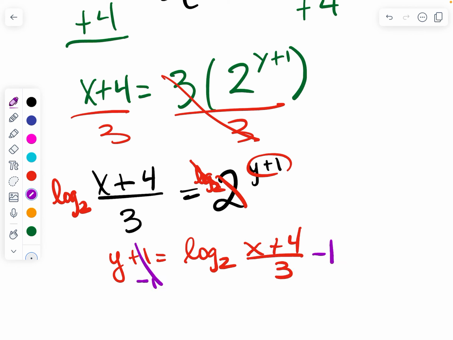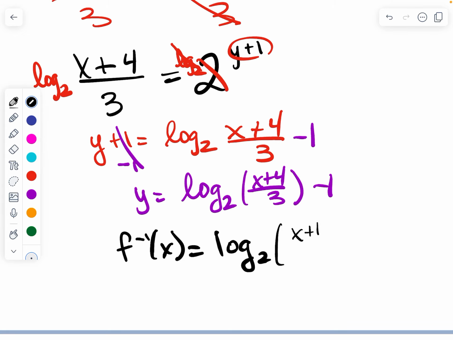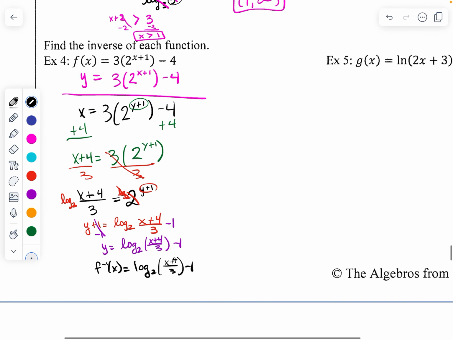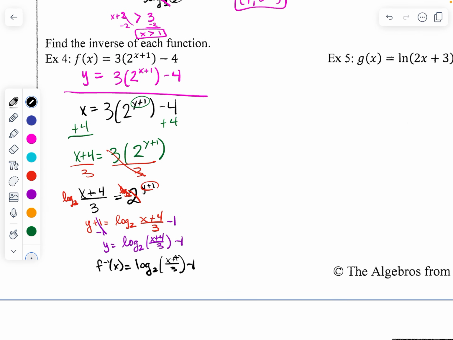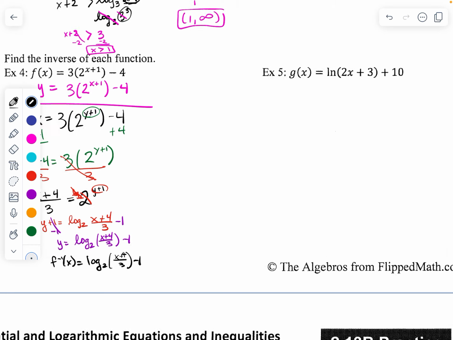Subtract the 1 from both sides. So I'm almost done. And then this is where I rename my y as the inverse of f of x. Okay, and that's how we find our inverse. Go ahead and pause the video right now and try the next one, example 5, on your own to find its inverse.